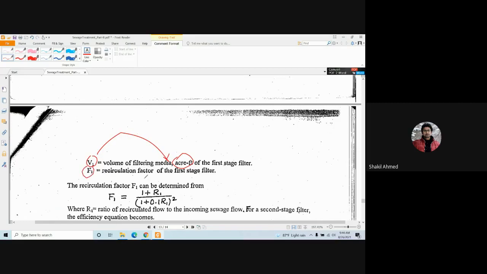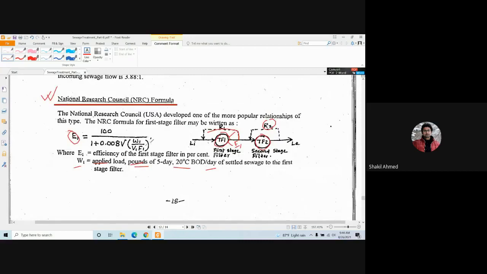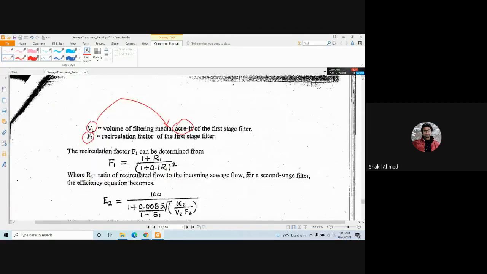W1 is the applied load in pounds of 5-day BOD per day, and V1 is the volume of the trickling filter in acre feet. You have to be careful about the unit. F1 is the recirculation factor, which can be determined from this equation. You know R1, so if you know R1, you'll be able to calculate F1.